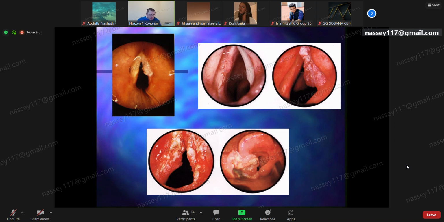In examination, we can see different pictures. In all these pictures we can see laryngeal carcinoma. Here it looks like a benign tumor on one vocal cord. Here there is total affection of the vocal cord. Here you can see already a more serious pathological process in other pictures.